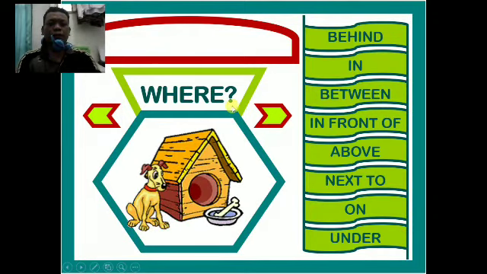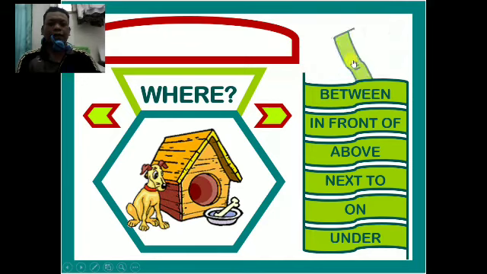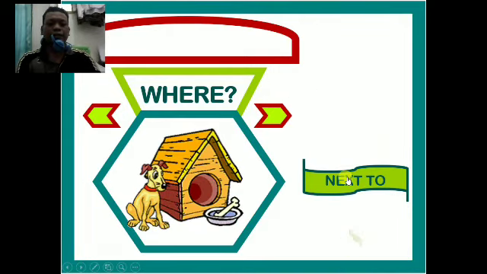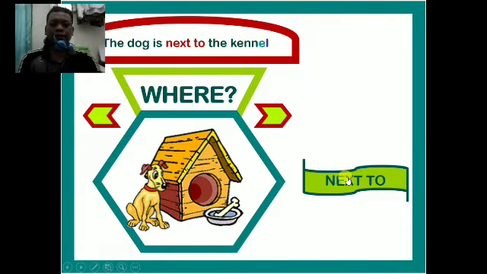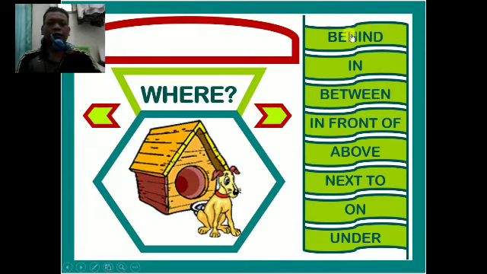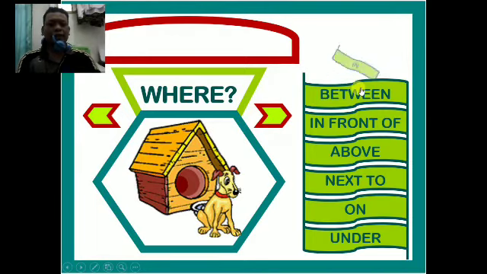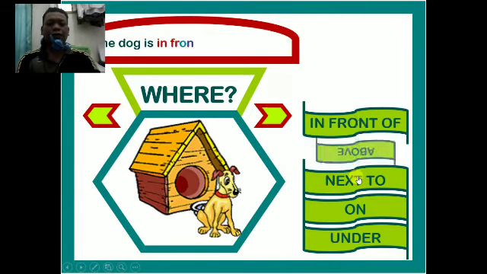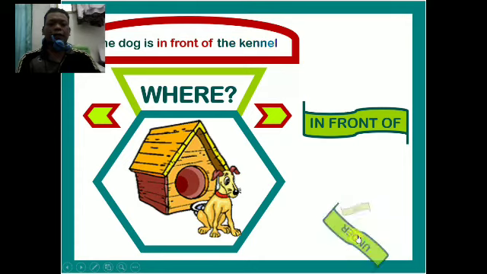So what is the best or correct preposition? Behind, bukan. Di belakang. In, I think it's next to, ya. In front of, no. Between, no. On, no. Under, di bawah, no. It's next to. So the dog is next to the kennel. Okay, behind, no. Di belakang, bukan. In, di dalam, tidak. Between, no. Di antara. In front of, di depan. Yes, the dog is in front of, di depan.